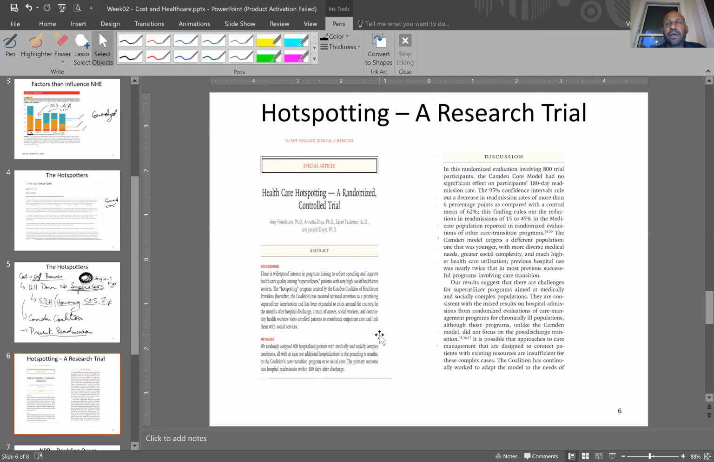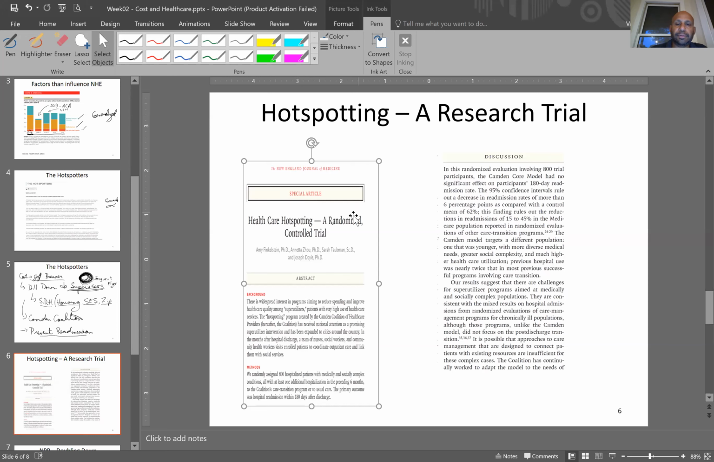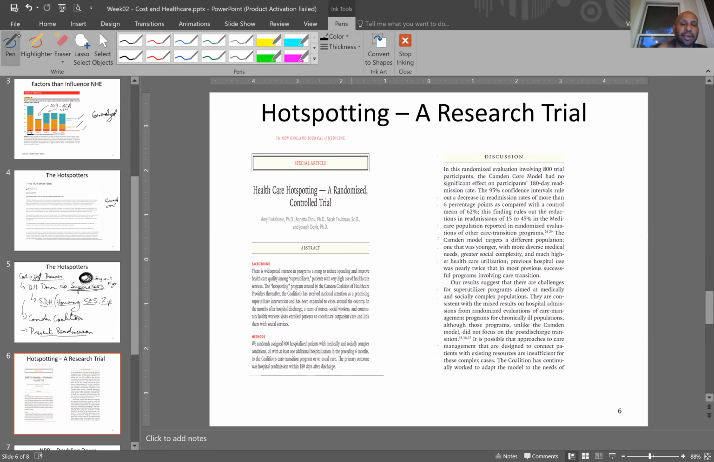where for the first time, and this article here comes from the New England Journal of Medicine, authored by, that was interesting, authored by one of the foremost healthcare economists in the country, Amy Finkelstein. And it was really a randomized control trial, which is a gold standard of research, that was done to examine the efficacy and the impact of the Camden Coalition.